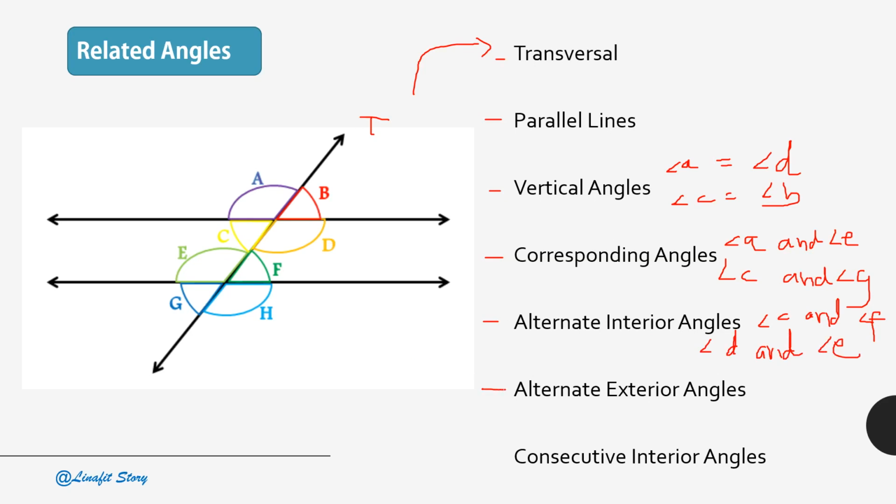Alternate exterior angles. These are the pair of angles that lie on the outer sides of the two parallel lines but on either side of the transversal line. So for example, angle B and G, or angle A and H.